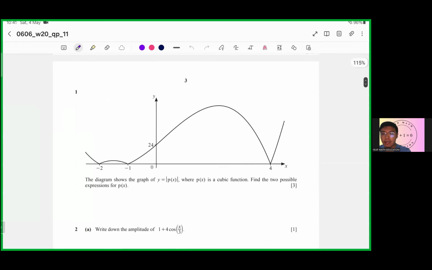Question 1 is about graphs and modulus functions. P(x) is a cubic function, so find the two possible expressions for P(x). For the x-intercepts we get x plus 2, x plus 1, and one more is x minus 4, and then we put 8 here. So we can find the value of a. Just take your calculator and calculate it.